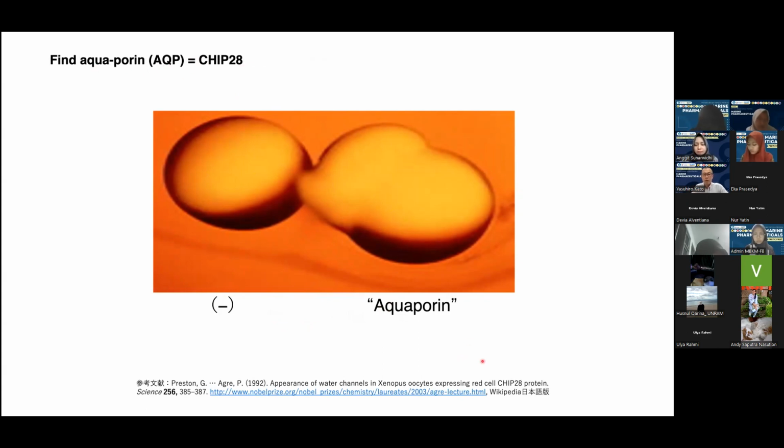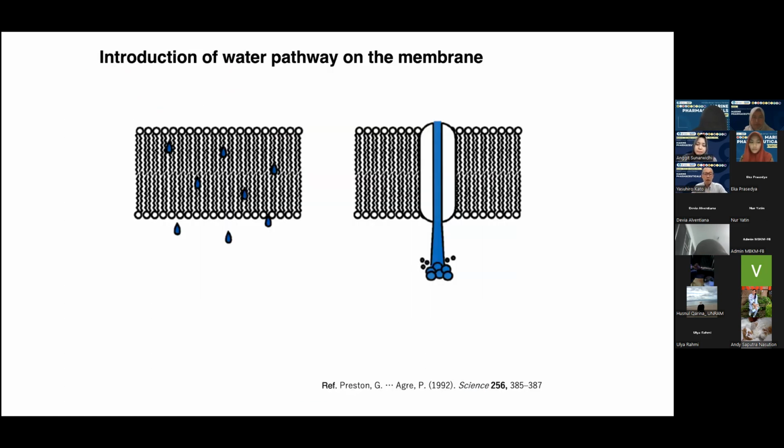This aquaporin has very high water fluidity and the cell expands easily. So he found that CHIP28, from the blood cell, is one of the aquaporins. It regulates the water fluidity of the cell. So what does aquaporin mean?